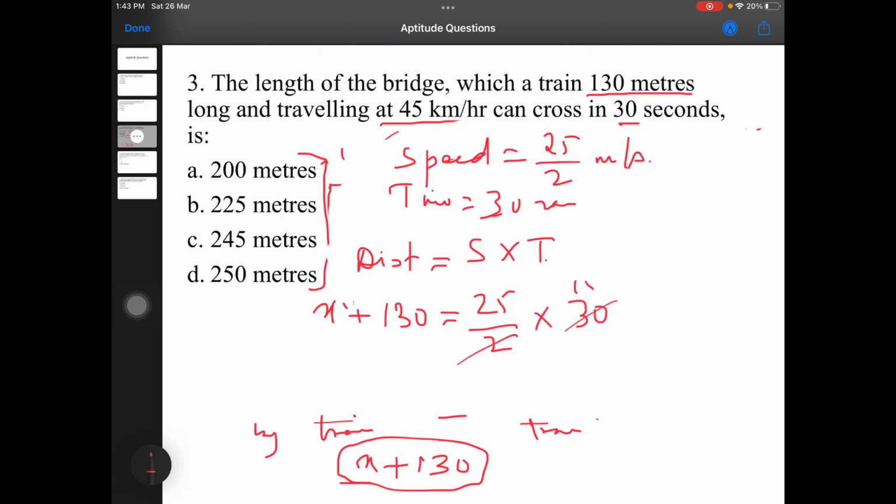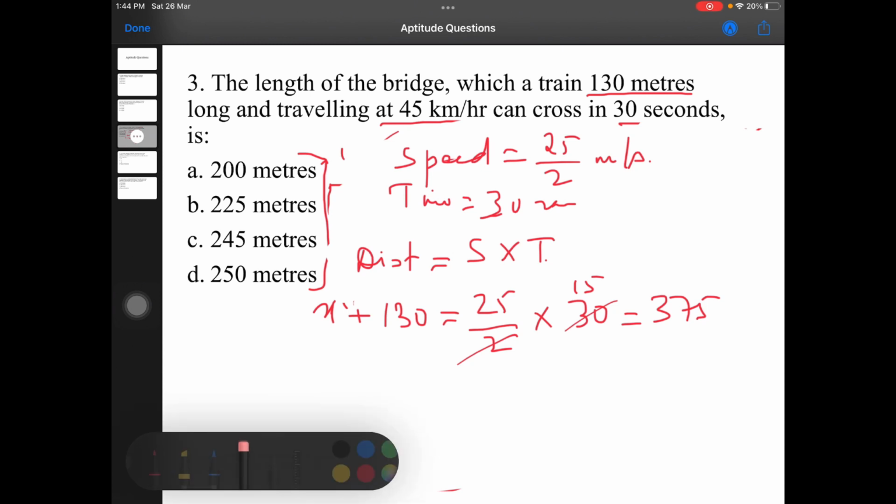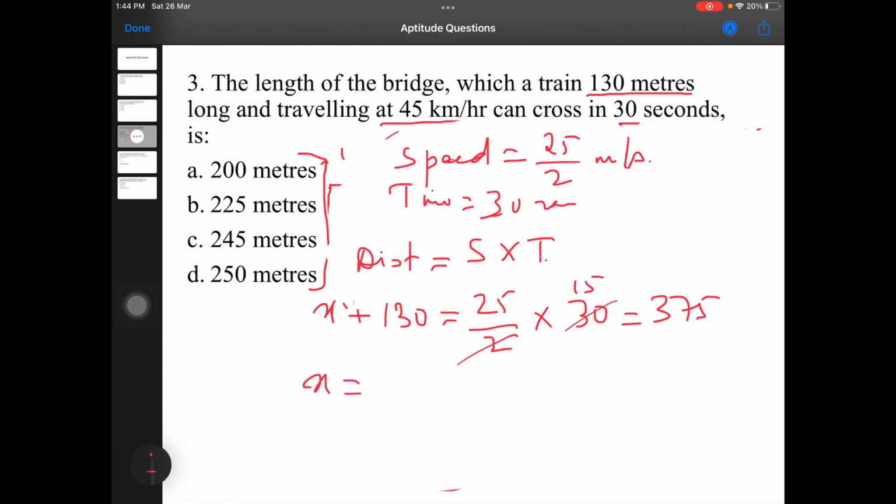So here 2, we can put this one 15. So 15 multiplied by 25, 375. So from here x will be 375 minus 130, which is how much? 245 meter. So the length of the bridge is 245 meters. The correct option here is option C, which is 245 meters.